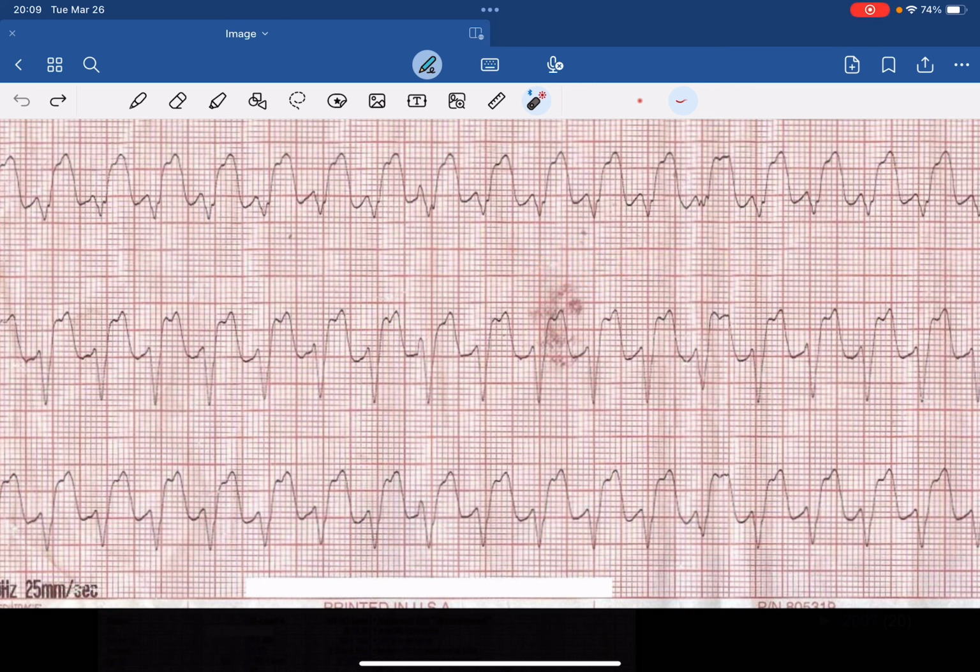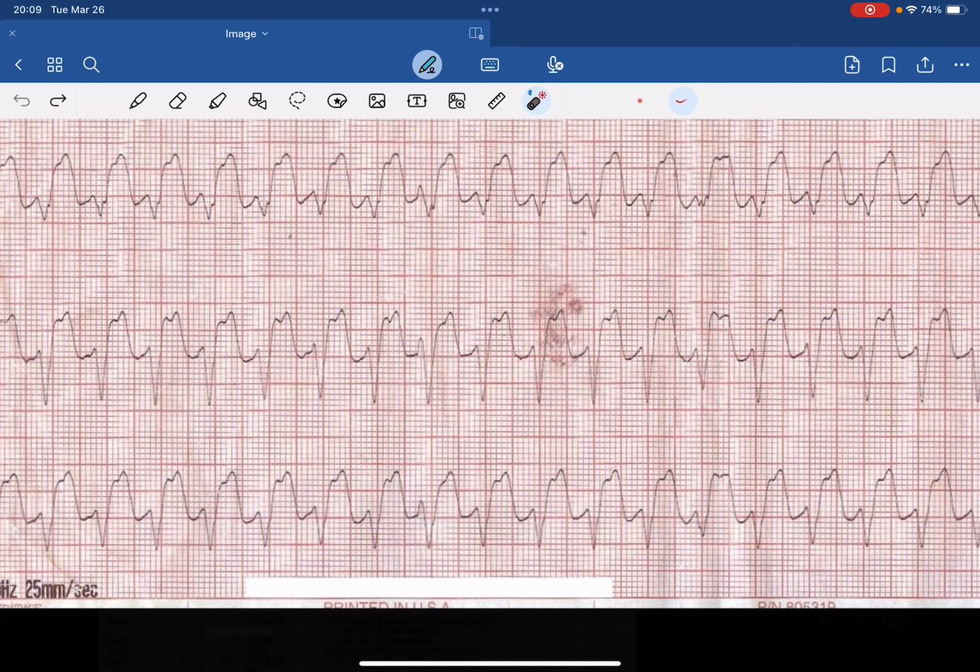so we can be fairly confident in our decision to manage this per ACLS, in that if this person was stable, you would give amiodarone, 150 milligrams over 10 minutes, and if they were unstable, you would go straight to electrical cardioversion.